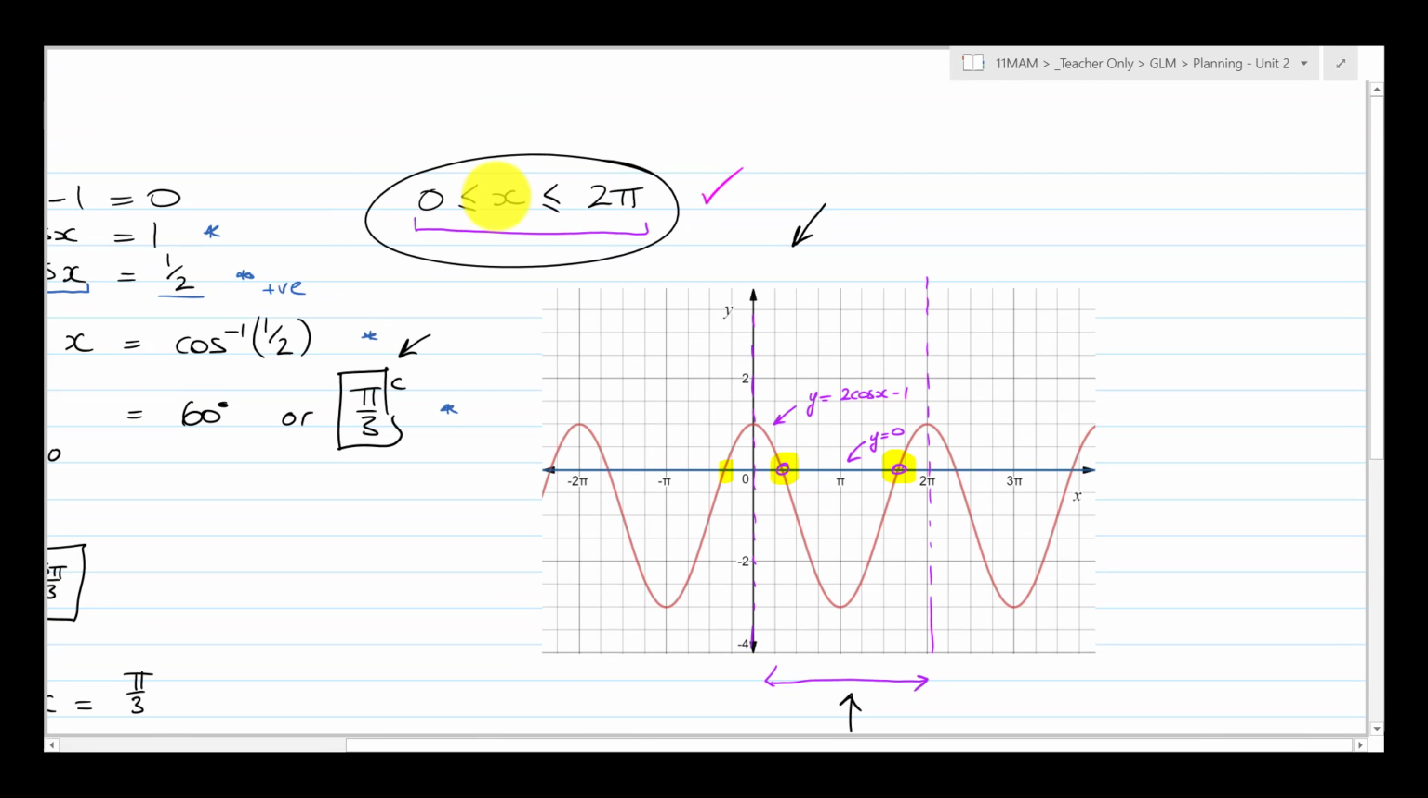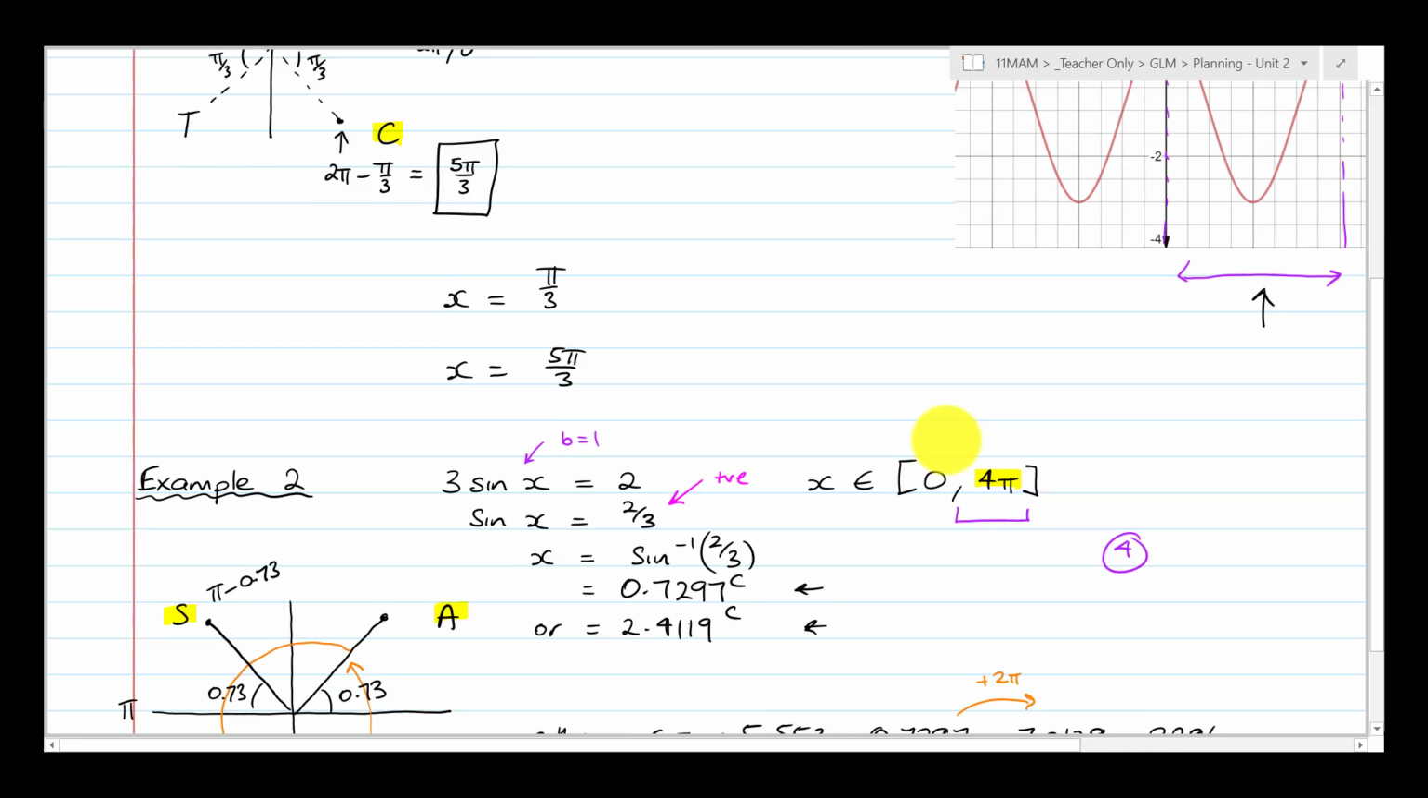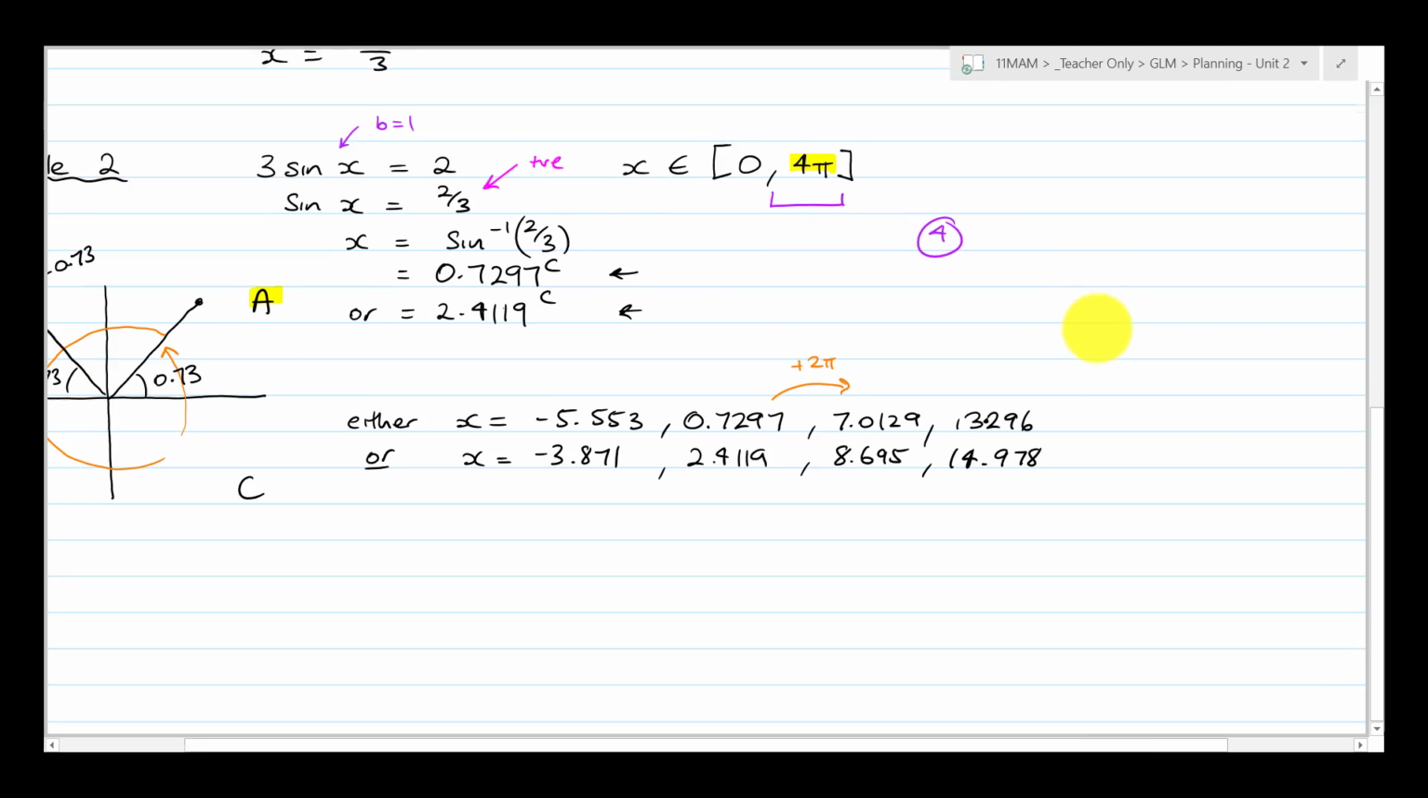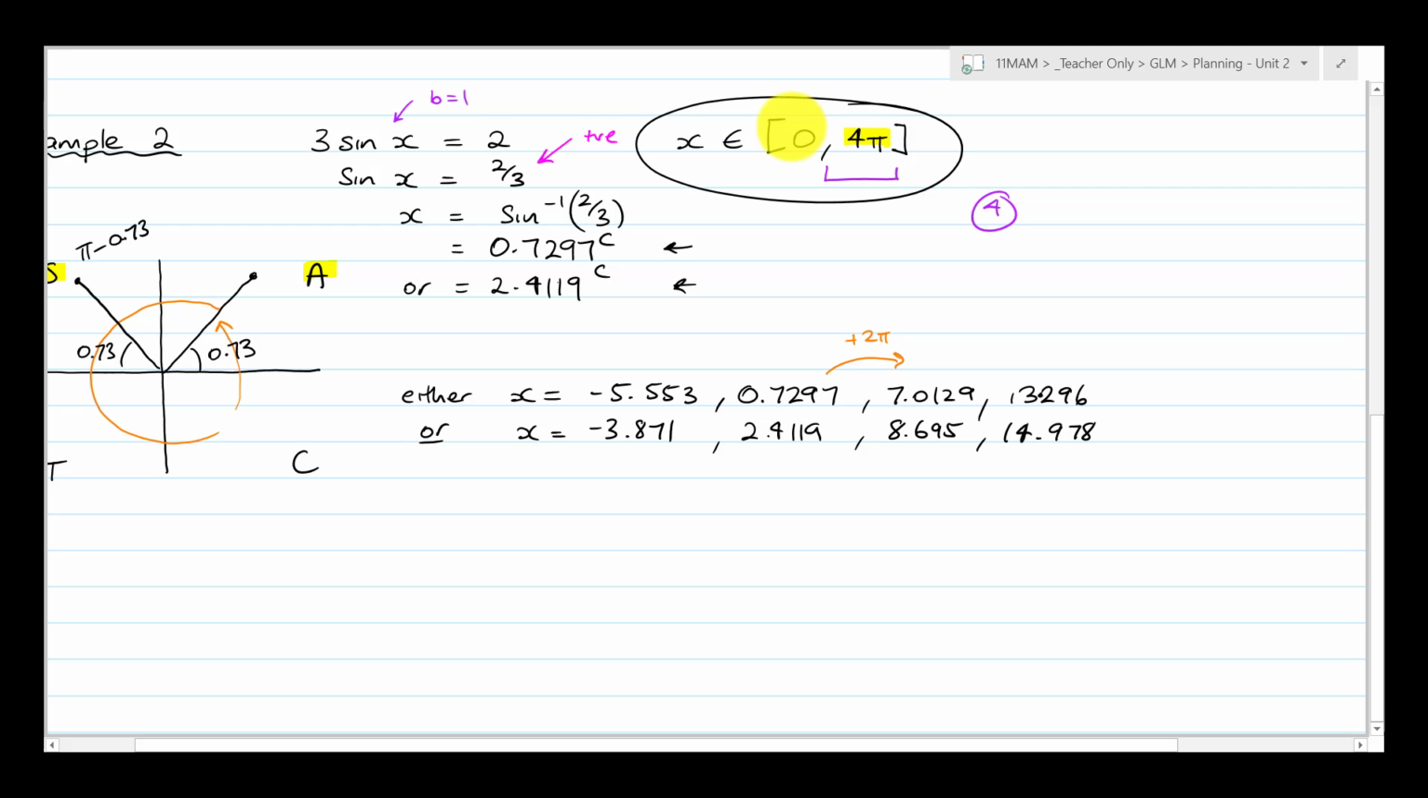Here, 0 to 2 pi. No, my apologies, sorry. That's the first question. Here's my domain, 0 to 4 pi. And remember, we expected only 4 solutions. I've got 8 solutions written down.